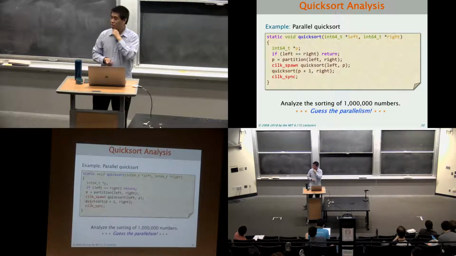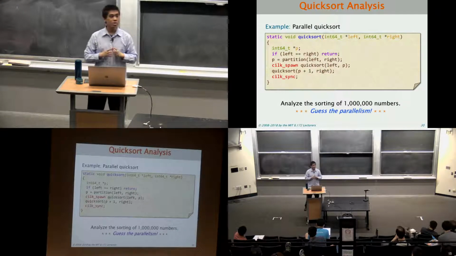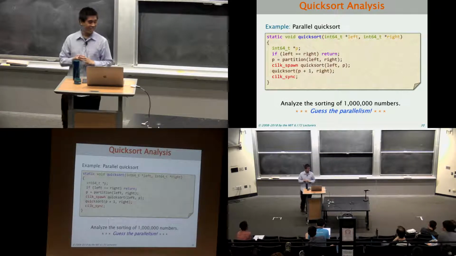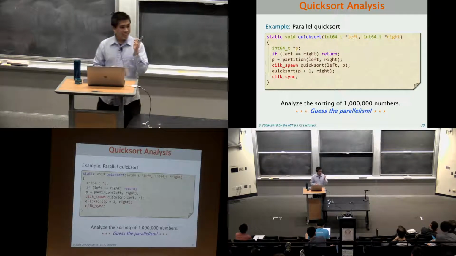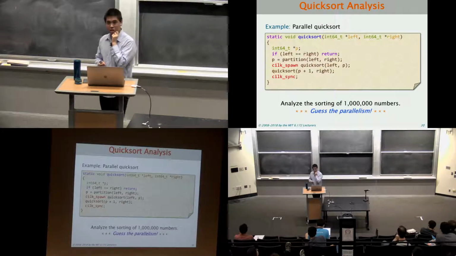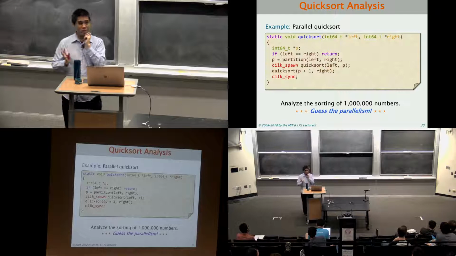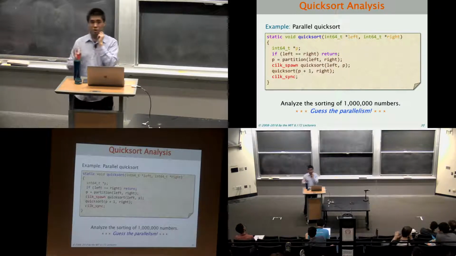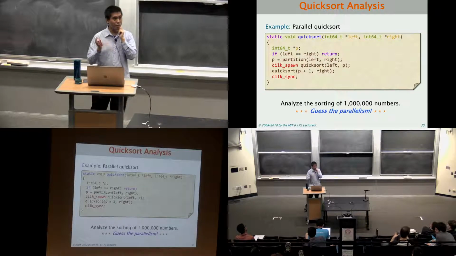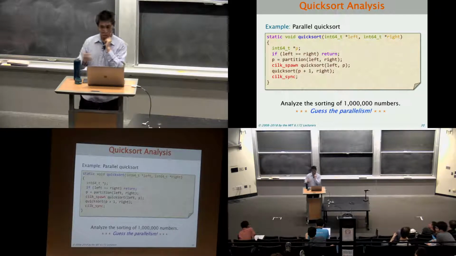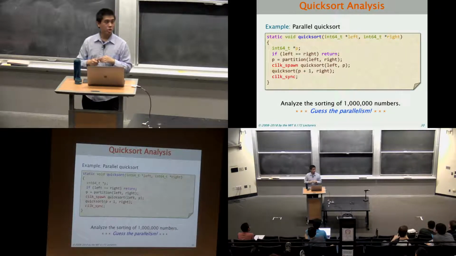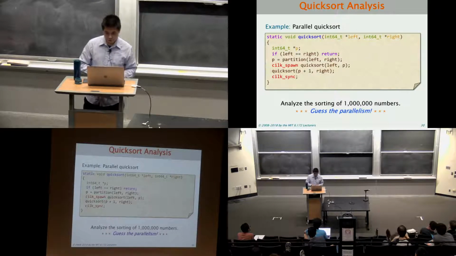50,000. Any other guesses? Yes. 2. It's a good guess. Log base 2 of a million. Any other guesses? So log base 2 of a million, 2, 50,000, and 1 million. Anyone think it's more than 1 million? No, so no takers on more than 1 million.